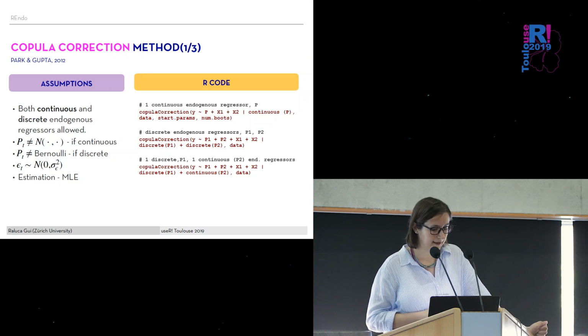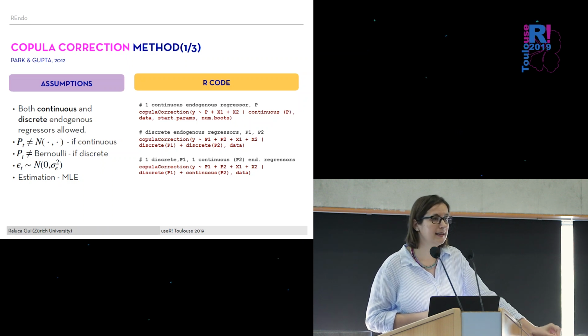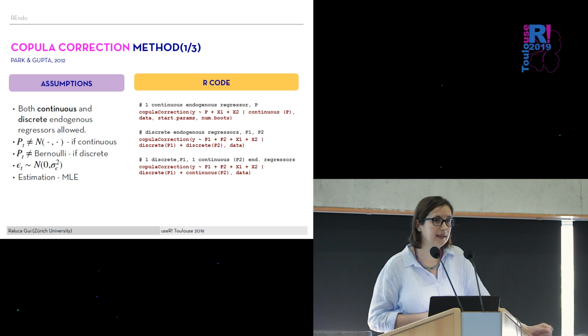It's estimated in the case of one continuous regressor with maximum likelihood. Otherwise, it's estimated with two-stage least squares. The only assumption is that your endogenous variable is not normally distributed, because the errors are assumed normally distributed. So then it cannot be identified, right?